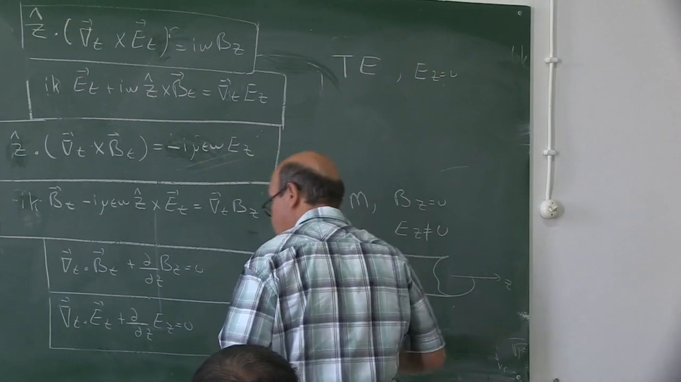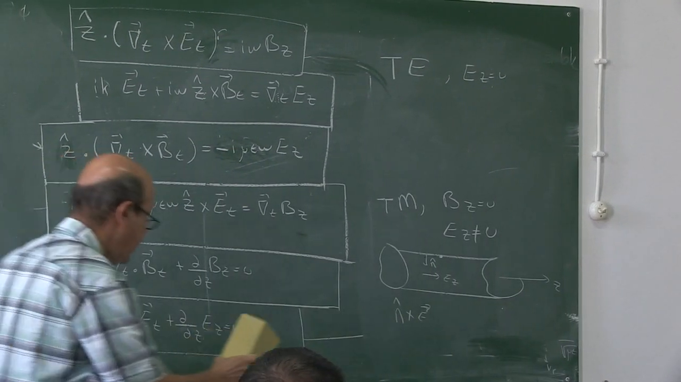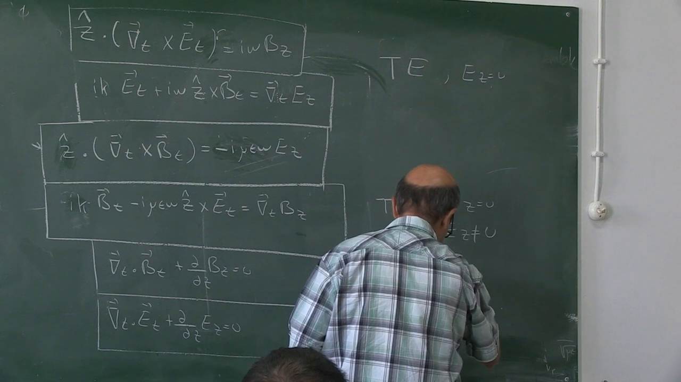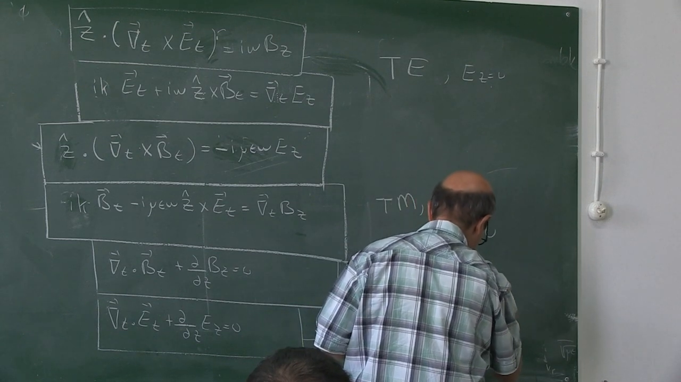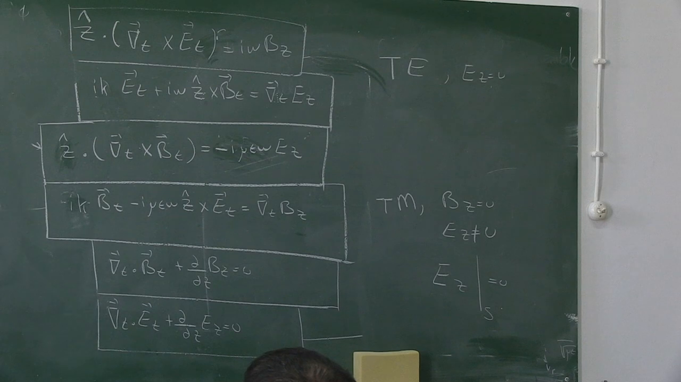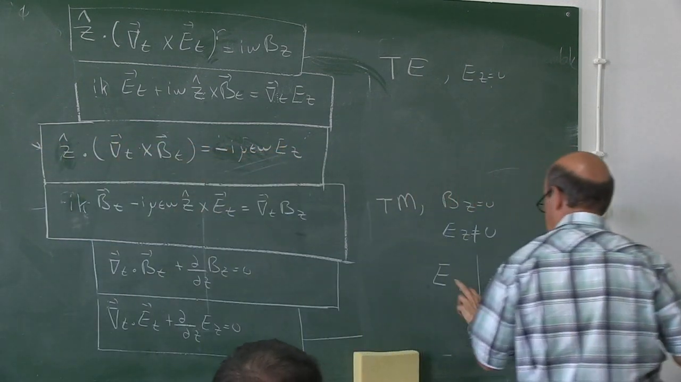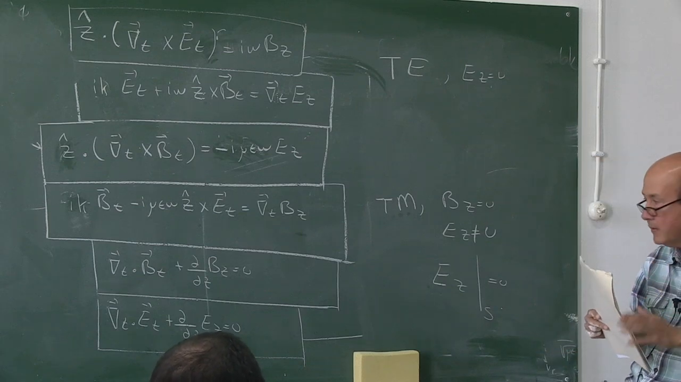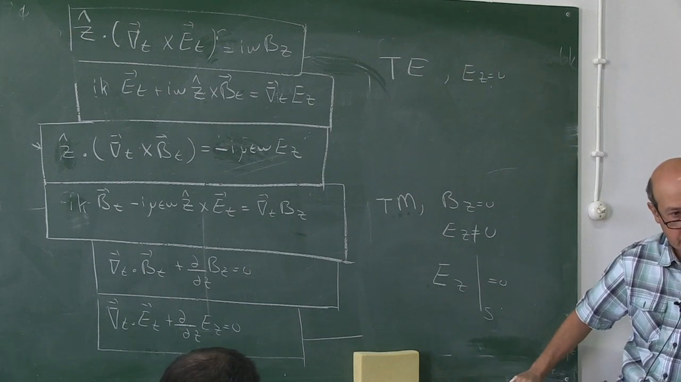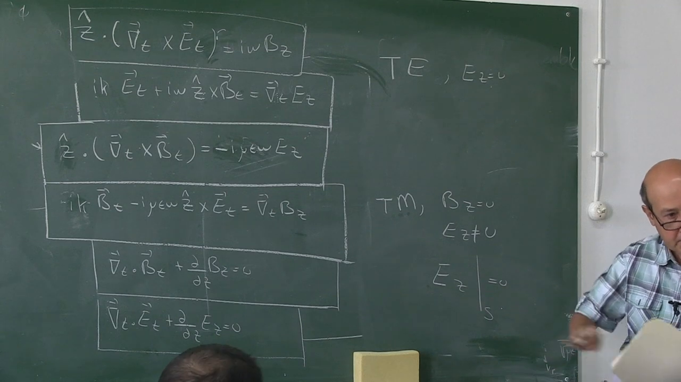Therefore, when you go to the surface of the waveguide, the EZ component should be zero. No tangential component. Tangential component means the z component, because z is tangent to the surface of the guide. So that should go to zero at the surface. This is one boundary condition we have to satisfy for TM, transverse magnetic, because it has a z component. When you go to the surface of the conductor, the tangential component has to be zero.